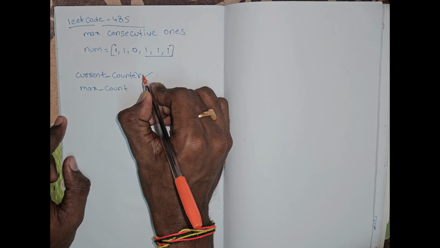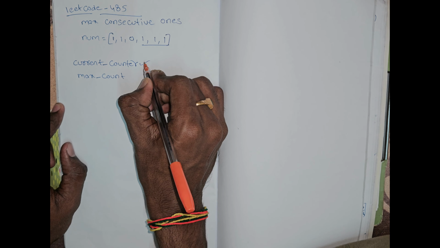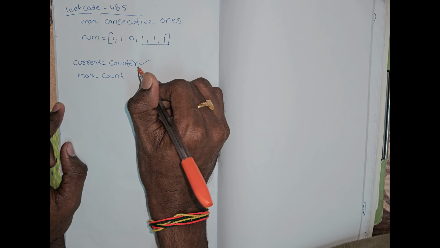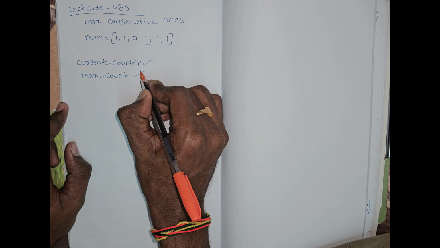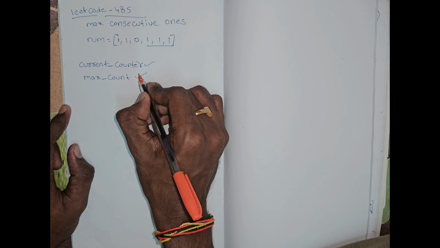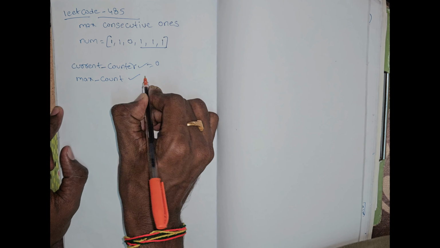First, a current counter. This keeps track of the ones you are in right now. Second, max. This is where you write down the biggest count you have seen so far. Both start at 0.